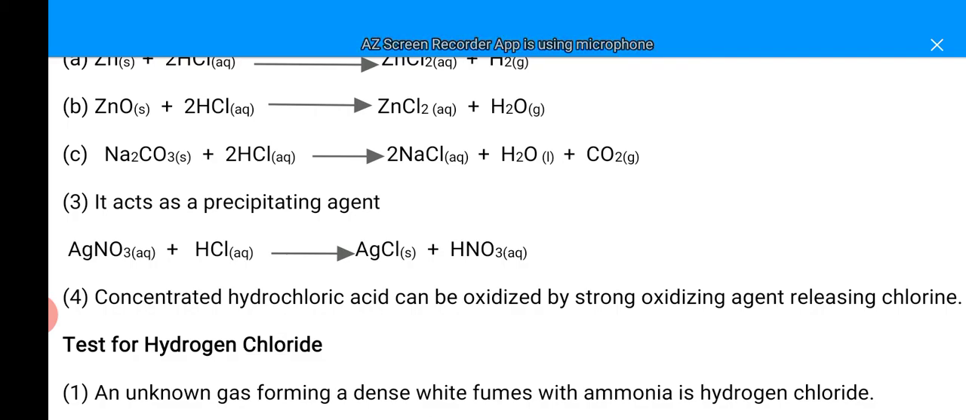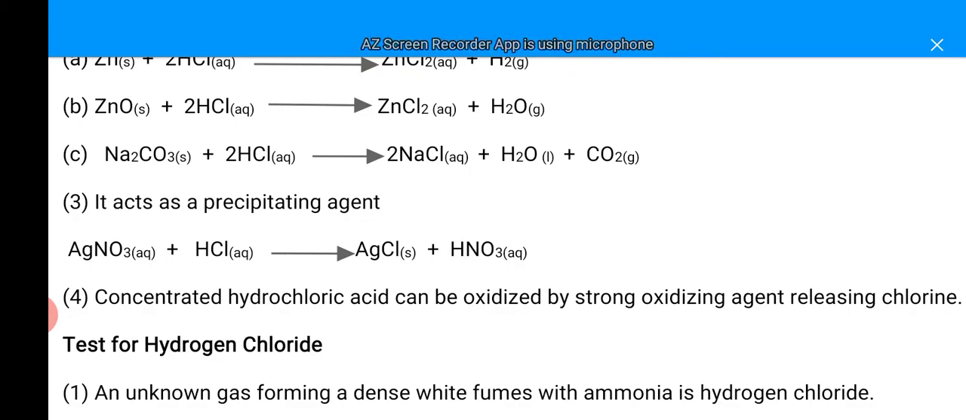So meaning that AgNO3 is soluble, HCl is soluble, AgCl is insoluble, forming a precipitate. Then HNO3 is also soluble. So that means I've been able to precipitate out a particular substance there. That is why if you want to precipitate the chloride, the silver, you can use HCl as a precipitating agent.